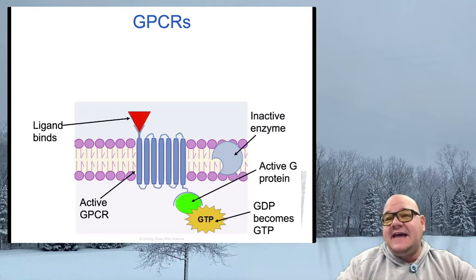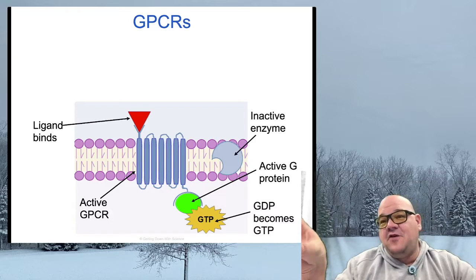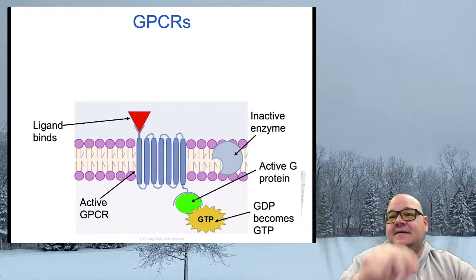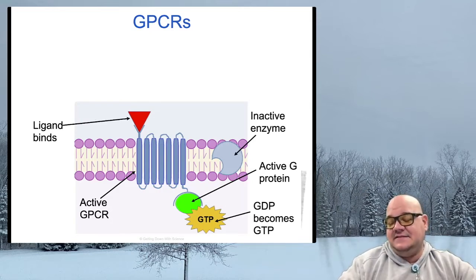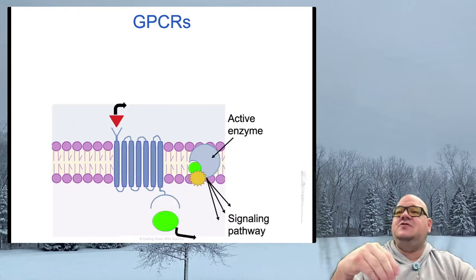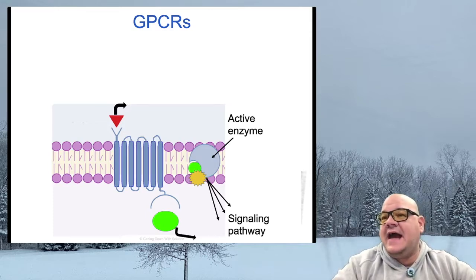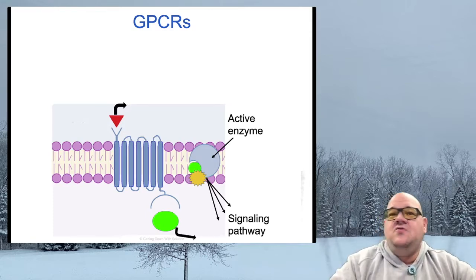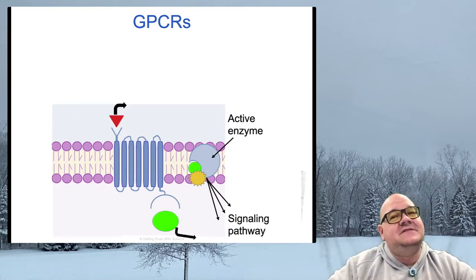Once the ligand attaches, that GDP gets phosphorylated into GTP. Now think about this. That's going to change the state of this again, so that's going to release the G protein, and it's going to go to that enzyme that really starts amplifying and getting the pathway activated. So lots of complexity here. Again, new stuff you probably haven't seen before.